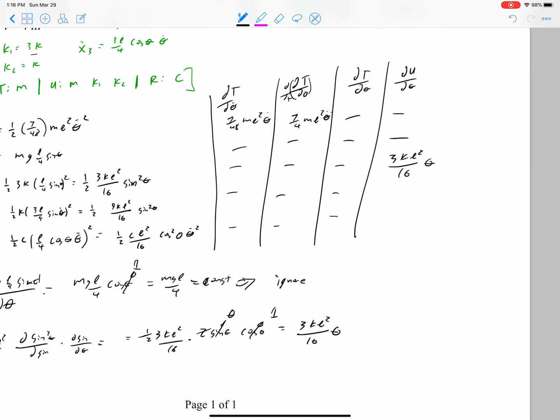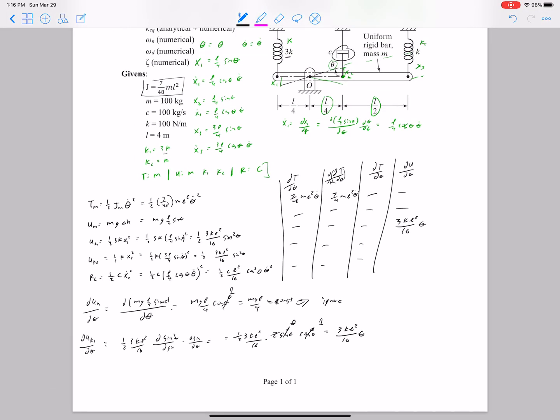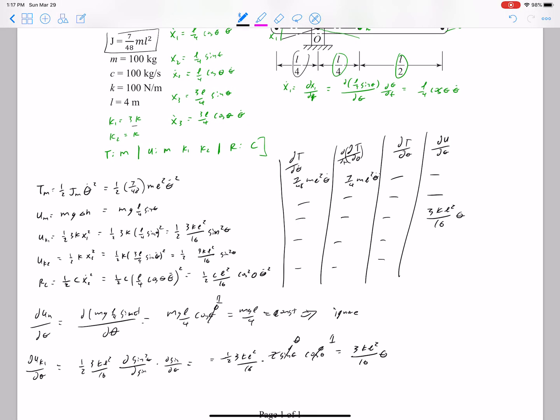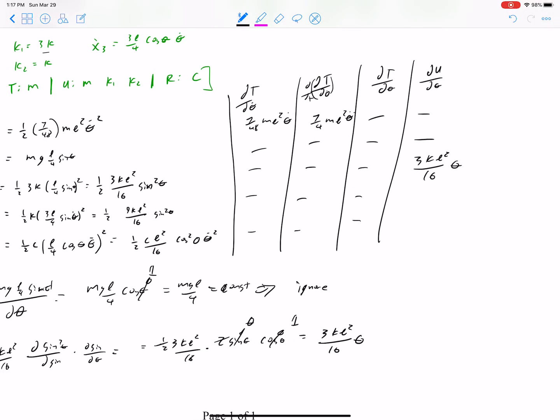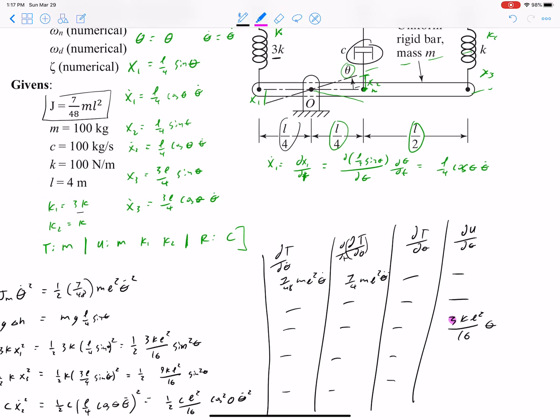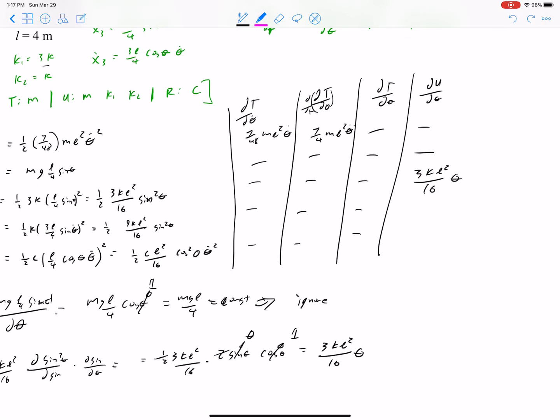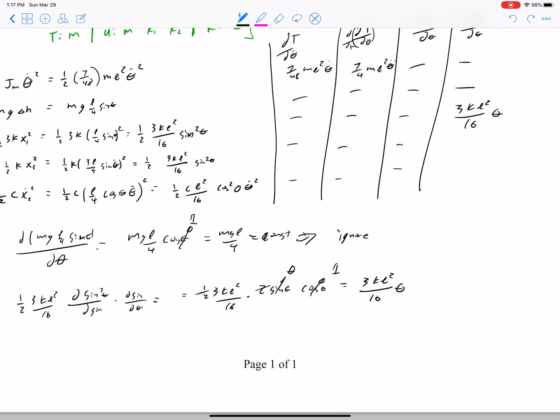Check your work. If I have a system that's rotating, these distances L better be squared, and yep, I've got it squared. Is my 3 a 3? Okay, I remember to include the right spring constant.